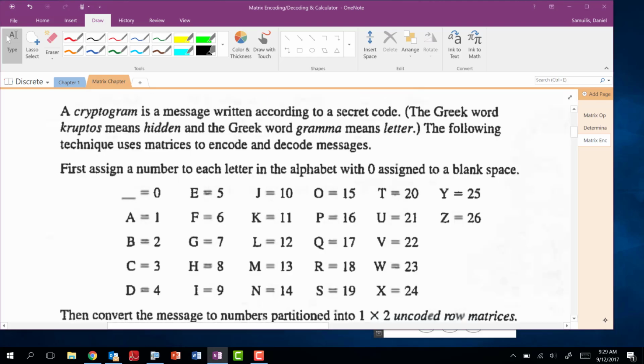So cryptogram, they even go over the Greek translation. The Greek word kryptos means hidden. And the Greek word gramma, which means letter. All right, so that's where this cryptogram comes from.